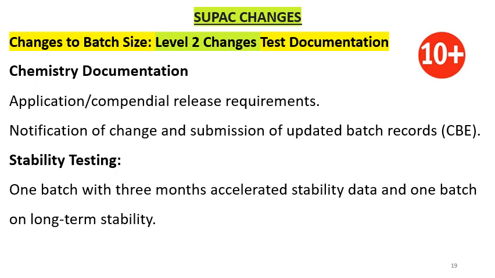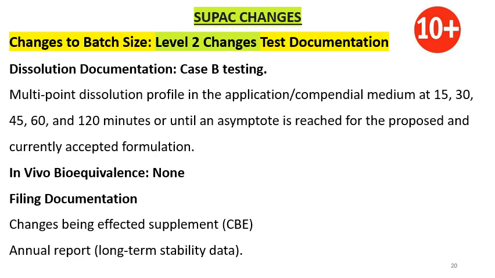Changes being effective. The CBE are of two types, CBE 0 and CBE 30. So CBE 0 means the applicant will directly implement the change and can market the product, and CBE 30 means the applicant will make the change and notify the agency for the changes, and within 30 days the agency may accept or reject the change. That is called as CBE 0 and CBE 30. Then stability testing is one batch with the 3 months accelerated stability data and one batch on the long-term stability conditions. Then dissolution documentation requires case B testing.